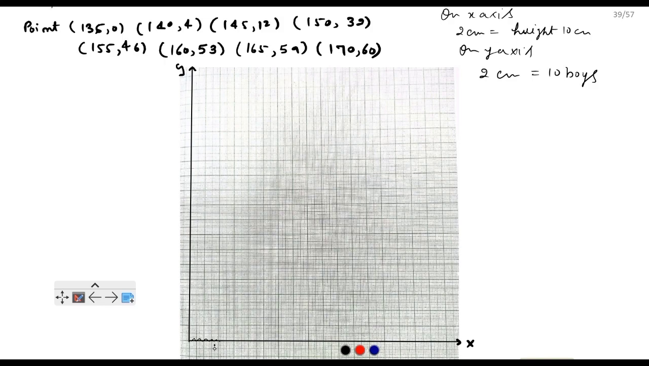This is first point 135. After 2 centimeter there is 10 centimeter height. It means 145. Again after 2 it will be 155, 165 and so on. On y-axis 2 centimeter is equal to 10 boys. First 2 centimeter 10, then 20, 30 and so on.